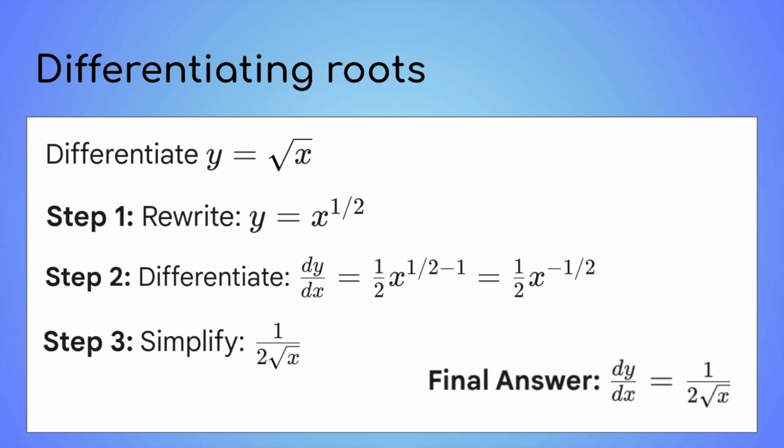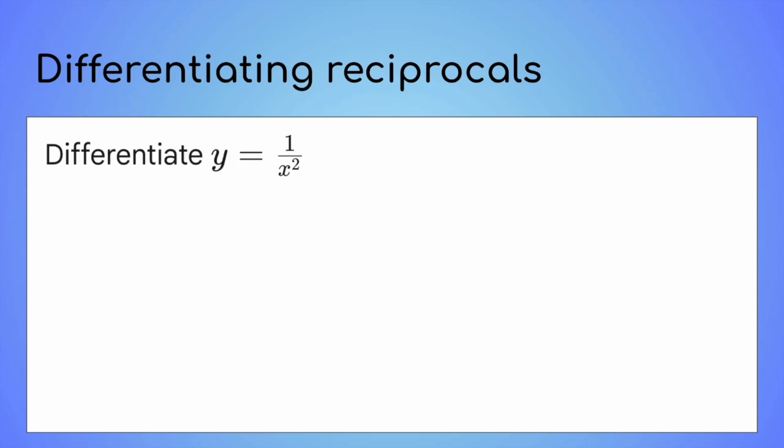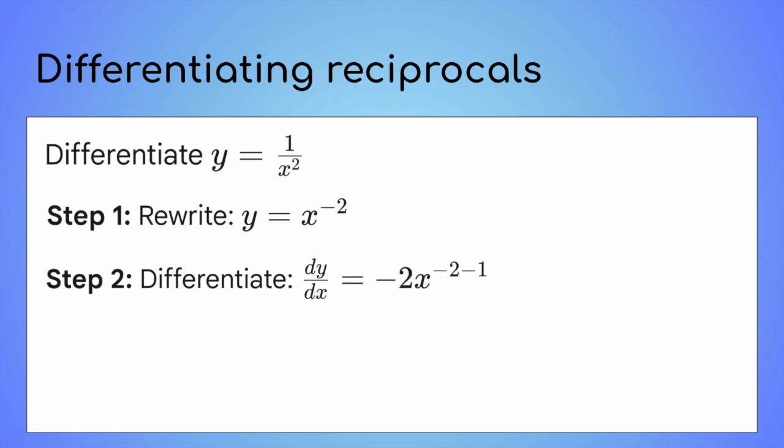Let's look at one final example, which is when we've got a reciprocal. So if we had y equals 1 over x squared, we would start out step 1 rewriting that so that we can apply the power rule. We need to have it in the form x to the power n. So we're going to write this as x to the power minus 2. 1 over x squared is the same as x to the power minus 2. Then we can apply the rule of differentiation. Bring the power down to the front and take 1 away from the power. Minus 2 take away 1 is minus 3. So it's minus 2, x to the power minus 3.